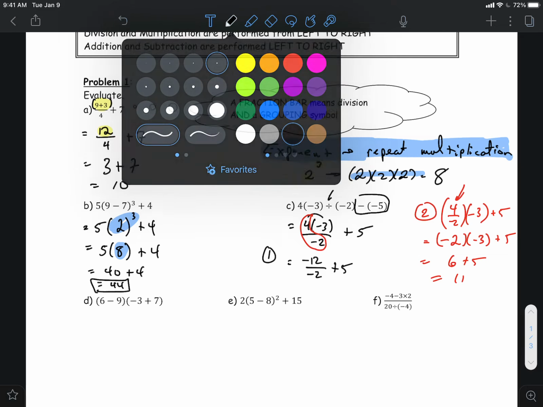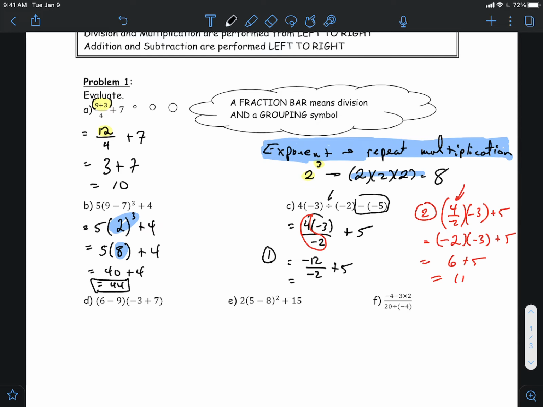What do we do over here in the black? Well, -12 divided by -2 is 6, and 6 plus 5 is 11. Same answer, 2 different ways. The reason we show you multiple ways to do the same thing all the time is that sometimes one way is easier in one application versus the other.